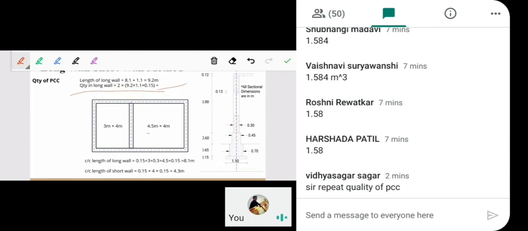Similarly, while calculating the short wall, we subtract the width of the item. So length of the short wall will be center to center line distance minus width of the item, that is 1.1. So 4.3 minus 1.1 will give us the length of the short wall as 3.2. Now again quantity of the short wall will be 3 multiplied by length multiplied by width multiplied by height. That will give us the total quantity in meter cube. So quantity of the short wall plus quantity of the long wall, this addition will give us the total quantity of the PCC work in this particular example.